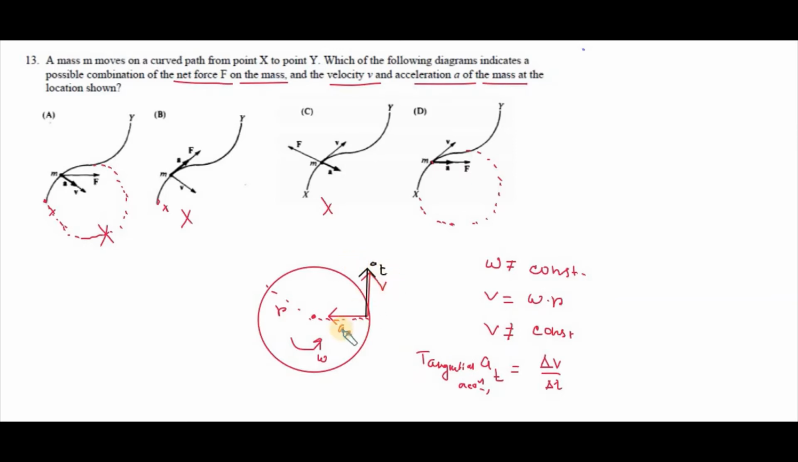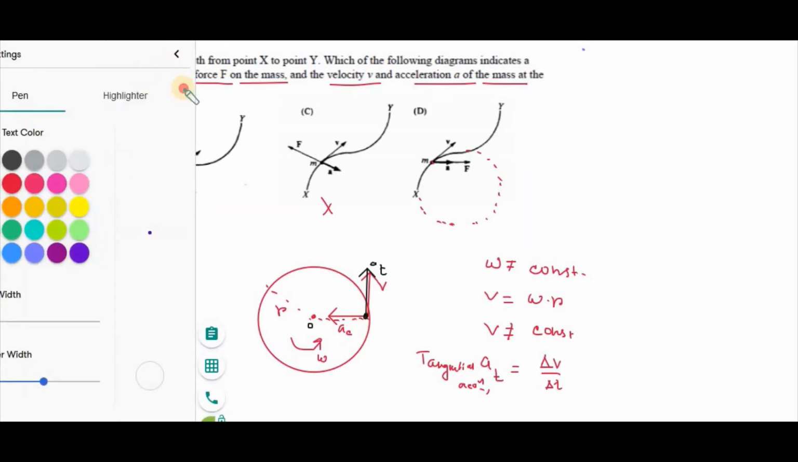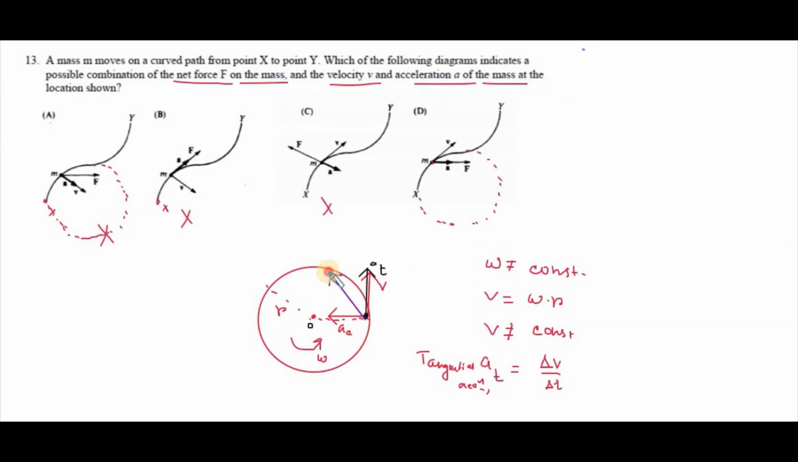And combinedly, we know that acceleration is a vector quantity, so at this point the object will be having the centripetal acceleration radially inward, towards the center of the circle. It is also having the tangential acceleration, and the combined effect of the centripetal and tangential acceleration would be along this direction. So that's the resultant acceleration, and that's what is given here. So D would be the correct answer here.